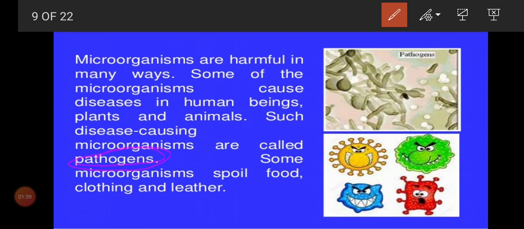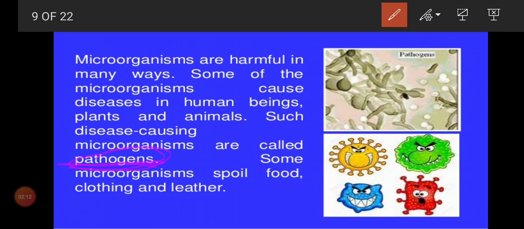So we know the definition for microorganisms, types of microorganisms, and the beneficial part of the microorganisms. Next you want to remember some microorganisms will cause disease to either plants or animals or even human beings. So which microorganisms will cause disease? All those microorganisms generally we'll call pathogens. Clear? What is the spelling for pathogens? Pathogens.